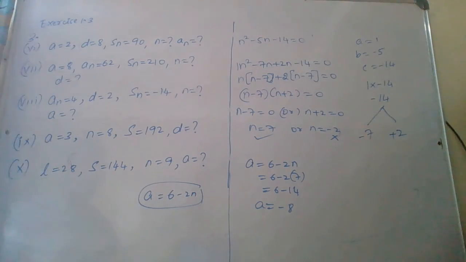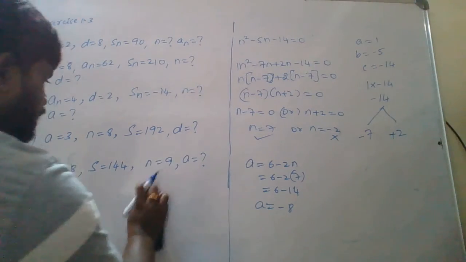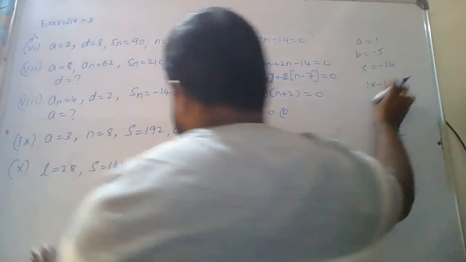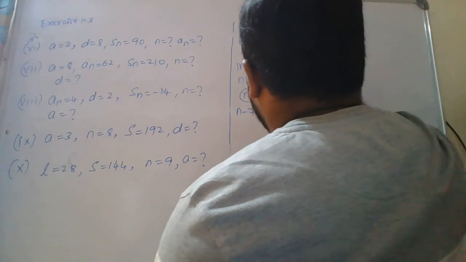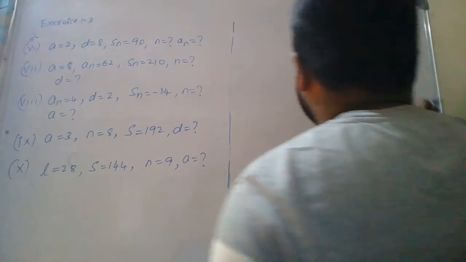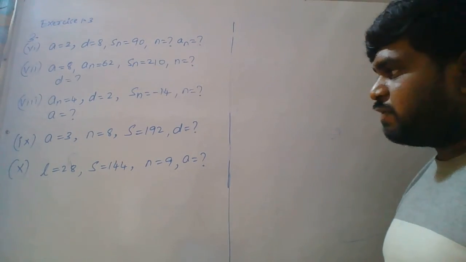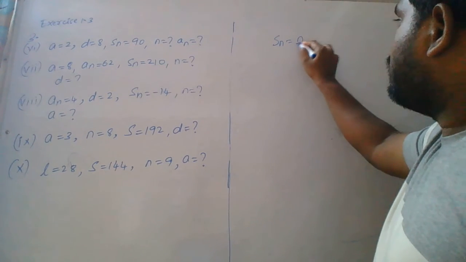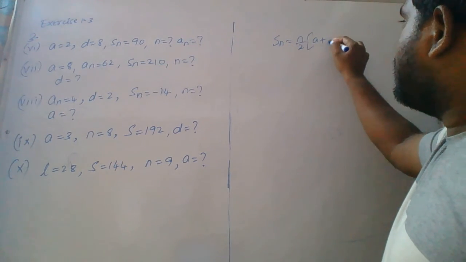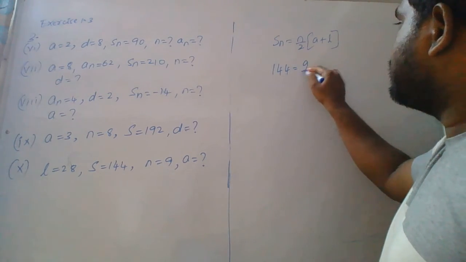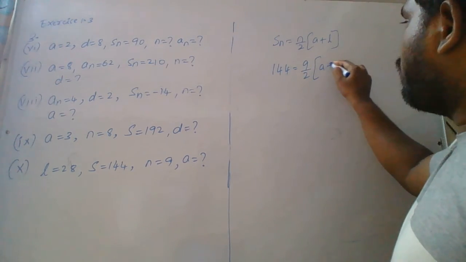I hope this is understood. Let's get into the next question. In the next question, they have given you the last term L, and they have given you the sum. Instead of writing Sn, they have written it as capital S. And they have given you the value of n. We have to find a value. So we know that Sn is equal to n by 2 into a plus L. So Sn is given as 144. n is given as 9. A value should be found out.